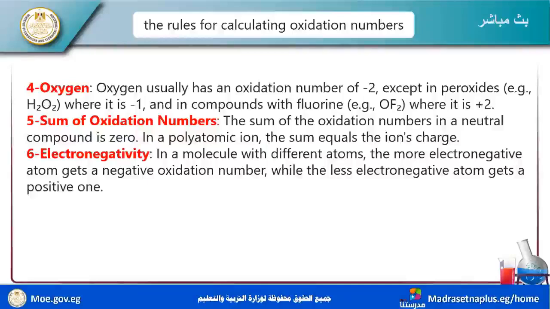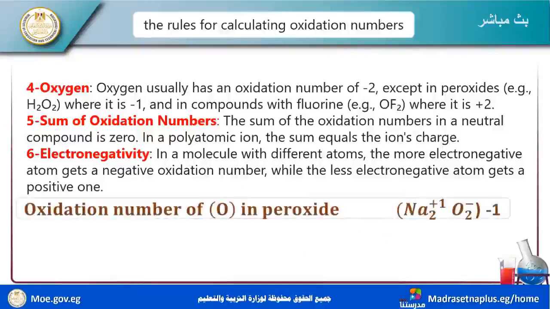This is a polyatomic ion. The sum equals the ion charge. Electronegativity: in molecules with different atoms, the more electronegative atom gets the negative oxidation number, while the less electronegative atom gets a positive one. Okay, now the oxidation number of oxygen in peroxide is equal to negative 1, because hydrogen is positive 1 times 2 is positive 2, so negative 2 divided by 2 equals negative 1.